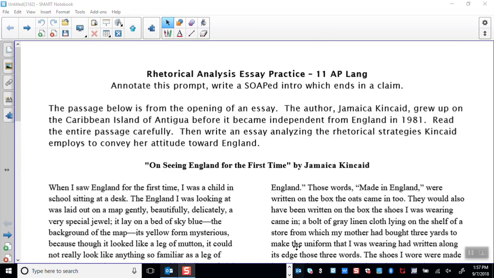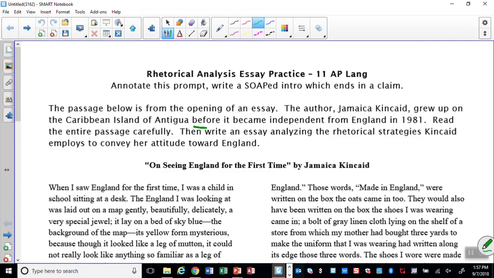So the first thing is I'm going to go ahead and read the information that the test gives me. So the passage below is from an opening of an essay. The author, Jamaica Kincaid, grew up on the Caribbean island. Ooh, and this is important, before it became independent from England in 1981. So that's pretty recent. It's 2018, 1981. Wow.